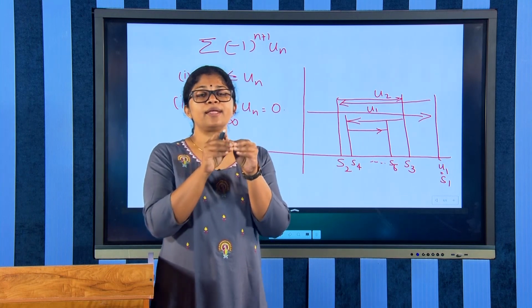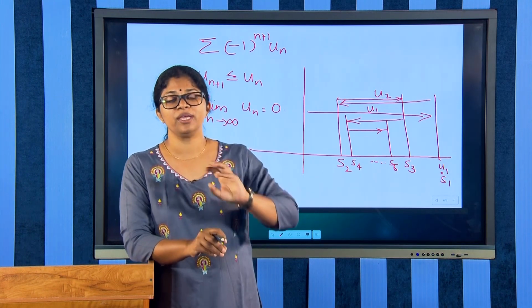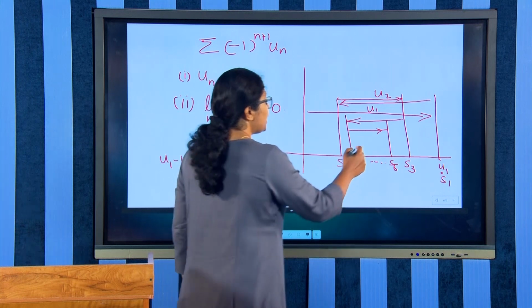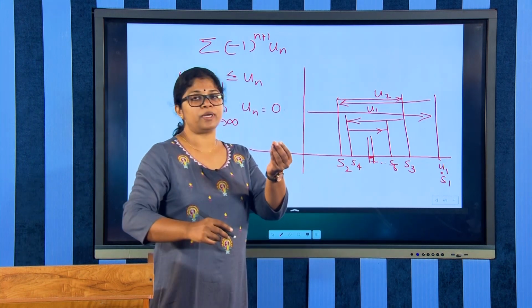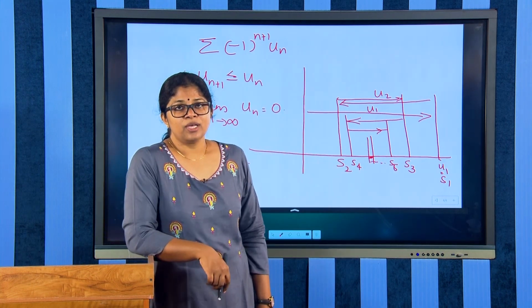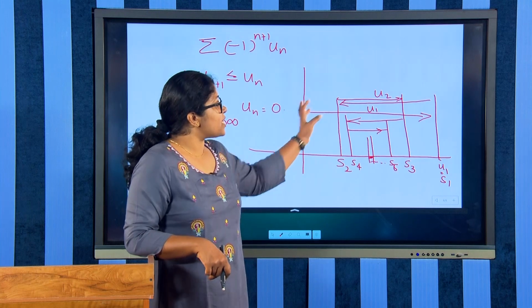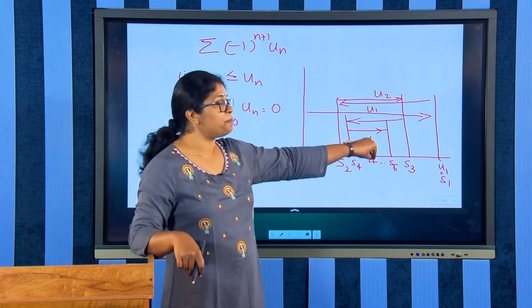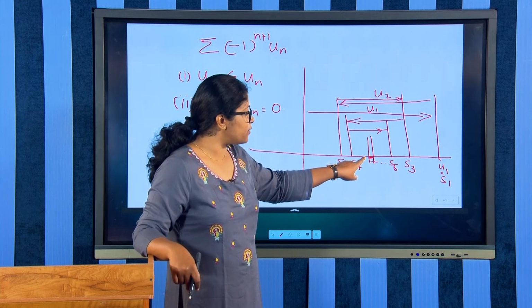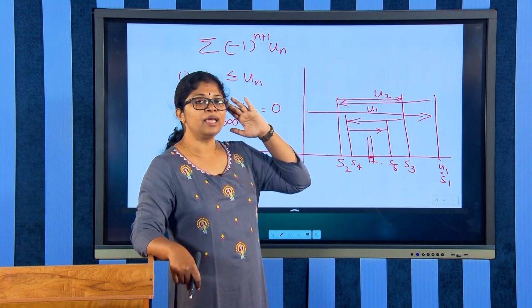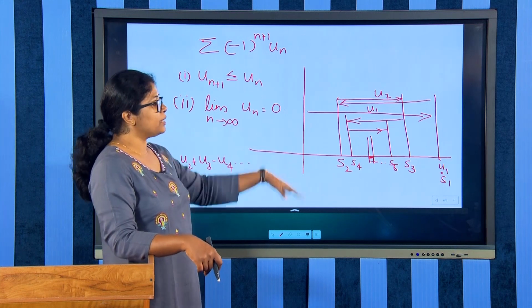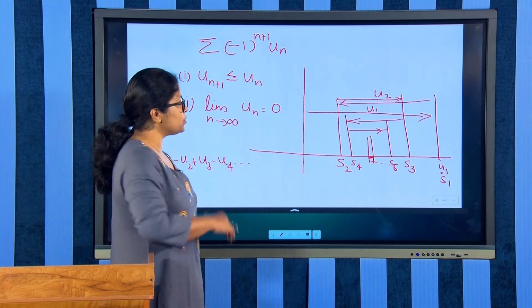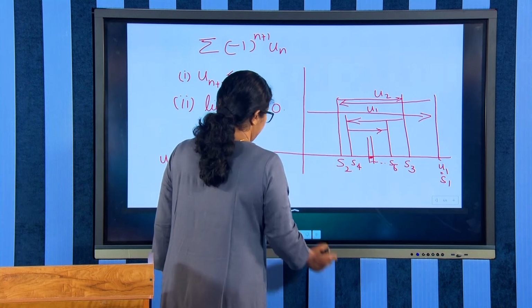And ultimately, what happens? The limit as n tends to infinity of un is equal to 0. So that means the sequence of partial sums has to be somewhere here at last, which is a very negligible interval. So the series as a whole converges to one particular point inside this interval, and that is the main idea or concept in the Leibniz test. So this is the idea behind the Leibniz test.